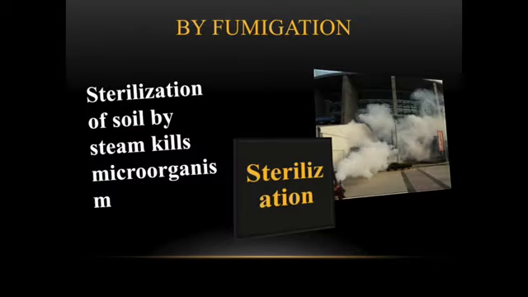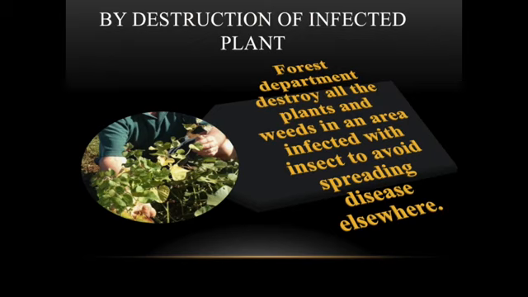Fumigation: this can be done by sterilization of soil by the steam method, which kills all types of microorganisms. Destruction of the infected plant: the forest department destroys all the plants and weeds in an area infected with an insect or any microorganism to avoid spreading of the disease elsewhere.